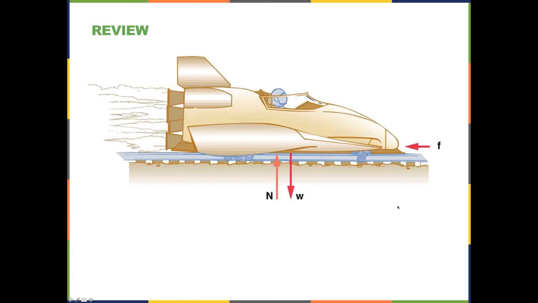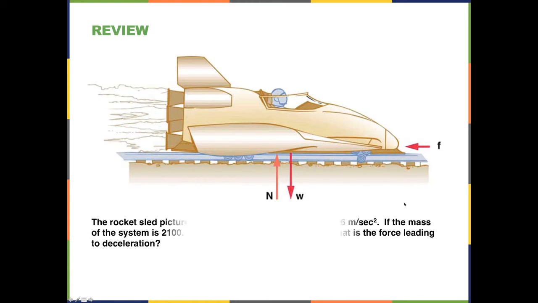So let's look at something in review now. Here we have a rocket-powered sled that we've seen before, and it is accelerating at 198 meters per second. It has a mass of 2,100 kilograms and a friction force of 650. What is the force leading to deceleration? So if it's being decelerated at a rate of this amount, what force is responsible for decelerating?